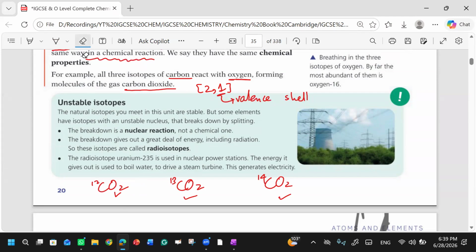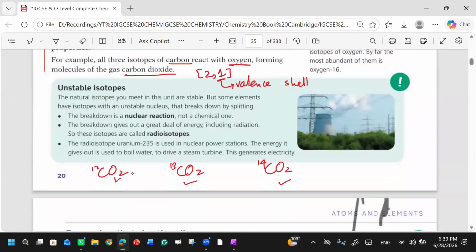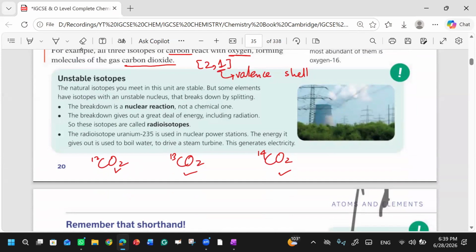Okay, one more important thing. All the isotopes are not stable. Okay, in the Earth's crust, there are many different types of isotopes, but they all are not stable ones. There are some isotopes which are not stable. Okay, what is meant by not stable? It means they emit some radiations. Okay, they are known as radioisotopes.